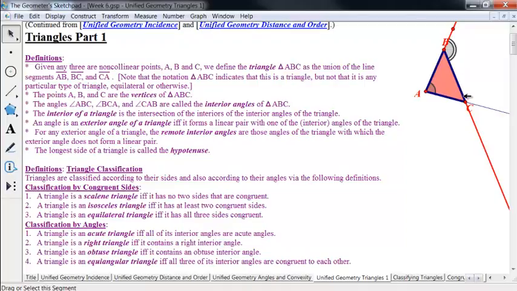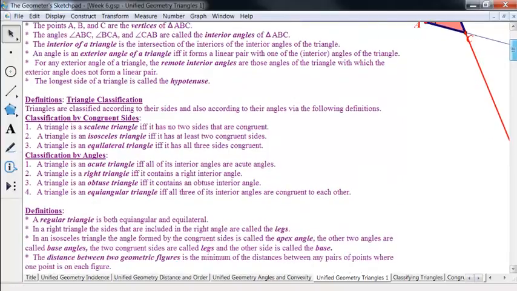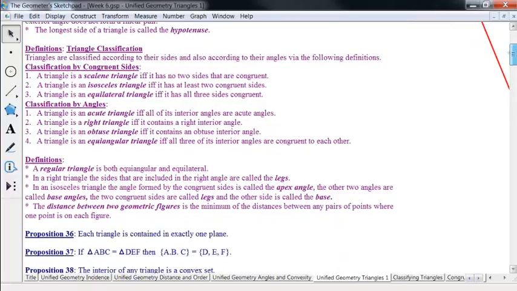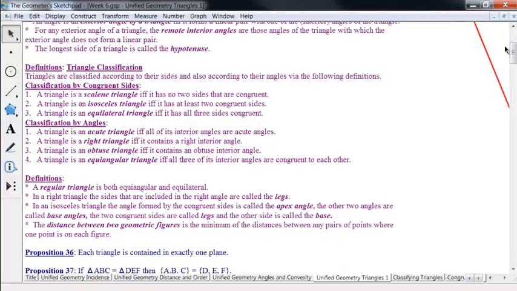Some people reserve that for the side opposite a right angle. We're going to say it's going to be the longest side period in any triangle. Then we can classify by sides and angles. A triangle is a scalene triangle if and only if it has no two sides that are congruent, so they're all different lengths. A triangle is isosceles if and only if it has at least two congruent sides. Could be all three congruent to each other, but at least two congruent to each other. And a triangle is equilateral if and only if it has all three sides congruent.